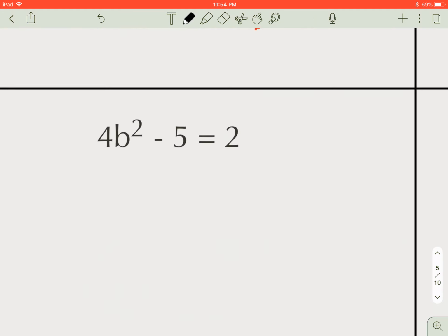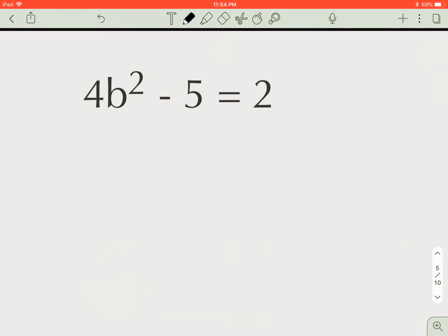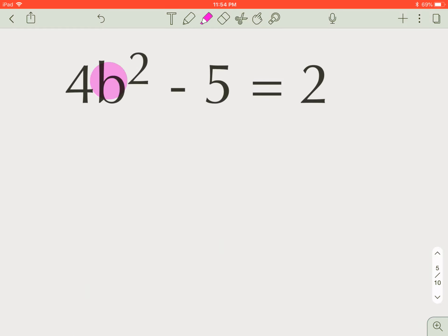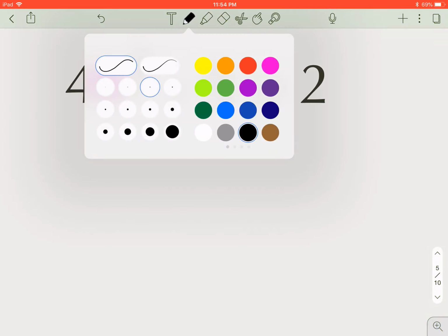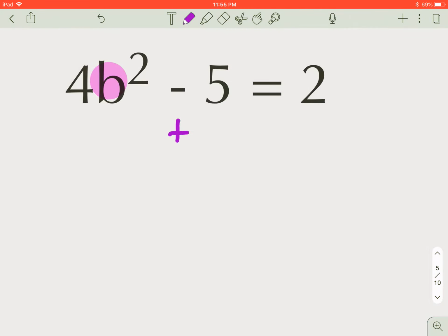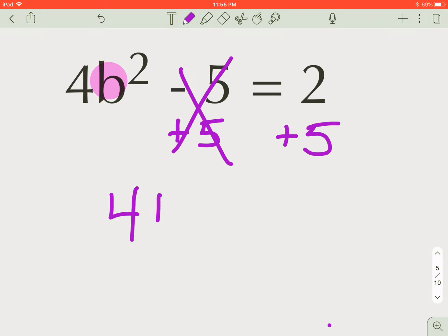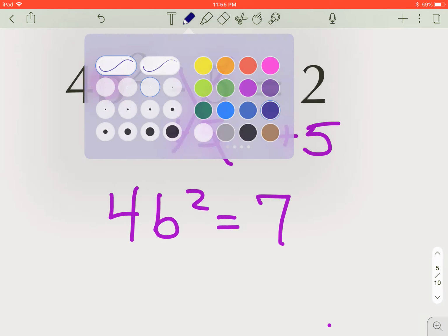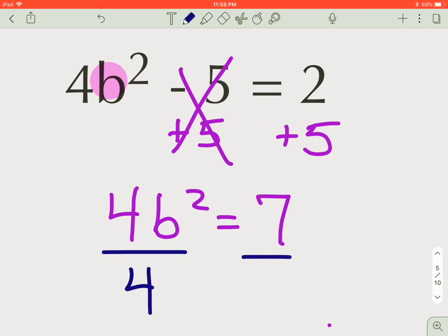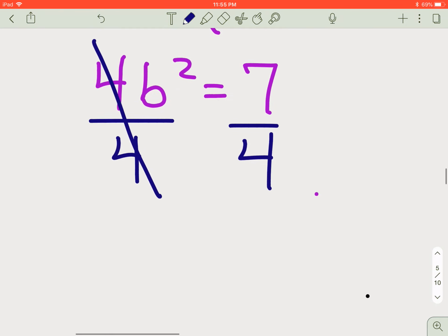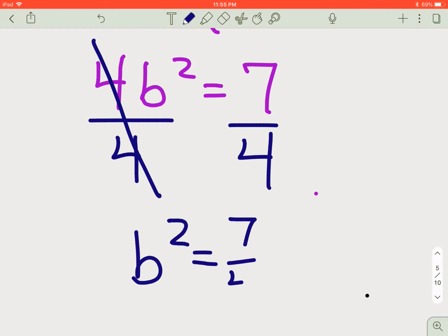Okay. Let's do a couple more like that right here. There's my variable, and before I can isolate that, I have to isolate the entire term it's in. So the first thing I would have to do here is add 5 to both sides. They cancel out. I'm left with 4b squared equals 7. Divide both sides by 4. They cancel out. I'm left with b squared equals 7/4.